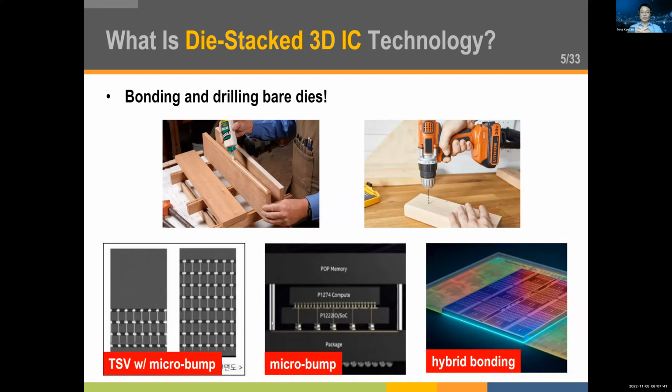The fundamental enabling technology is, in fact, quite straightforward. You need a way to bond the dies. You need a way to drill holes through the die so that you can connect these dies. So it's bonding and drilling, basically, in a very simple way to describe 3D ICs. Currently there are several leading technological options for doing bonding and drilling. I'm sure most of you have heard this terminology, through silicon via. That's in fact how you drill holes in your die so that you can establish connections between non-adjacent dies in a stack.